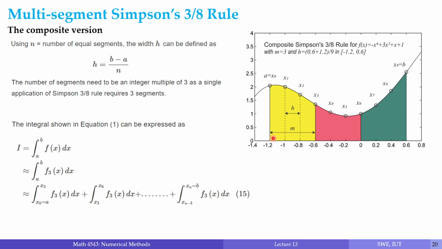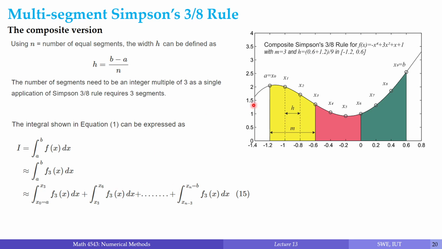Okay, fine. And we know the step size to be what? b minus a by n, right? So we know our upper limit to be 0.6 and our lower limit to be minus 1.2. So we can say 0.6 plus 1.2 divided by 9. That is our step size.